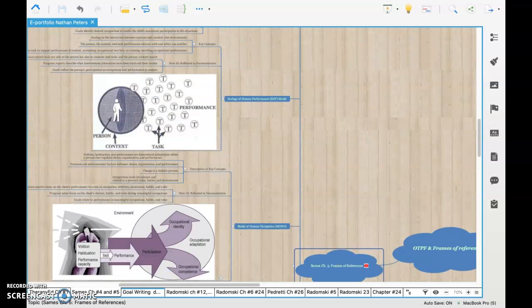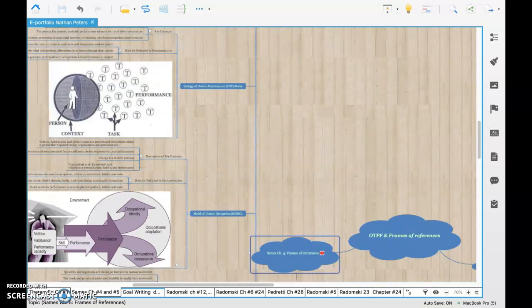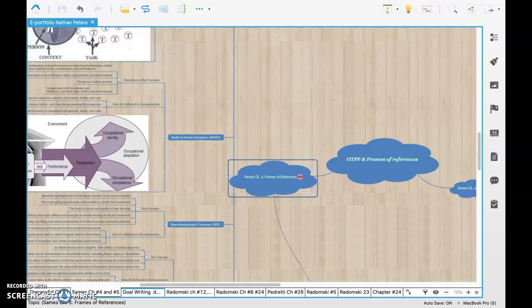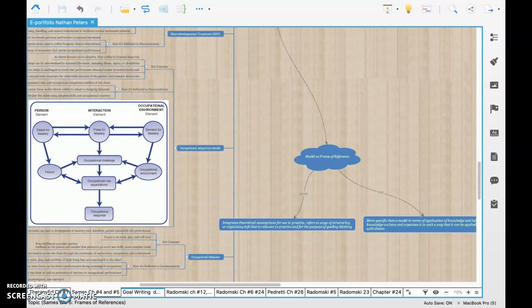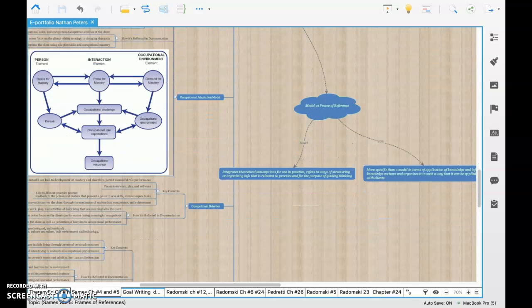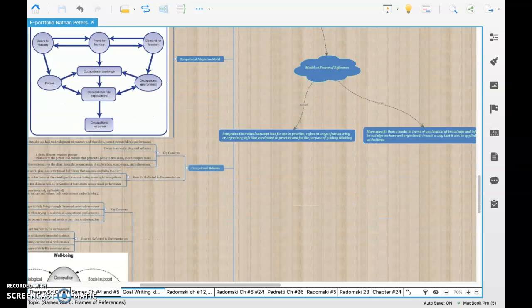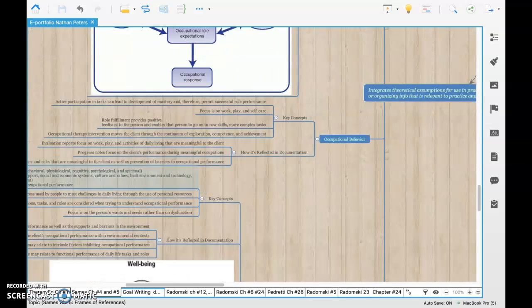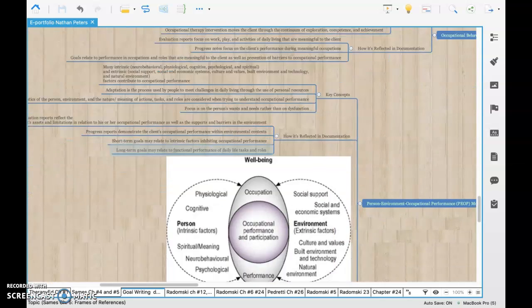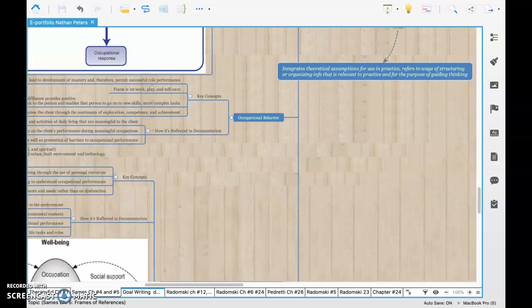I'm a visual learner, so in order for me to learn a lot of information, I have to see either a picture or how it's played out. So here we have the ecology of human performance, model of human occupation, NDT, occupational adaptation model, occupational behavior. This is going to help me prep for the NBCOT because it breaks it down in nice detail, including what population they're used for.